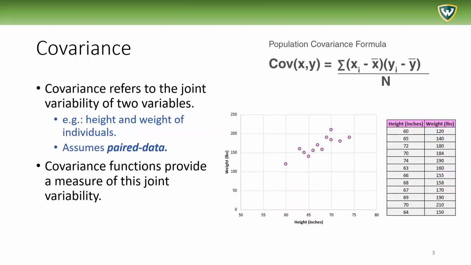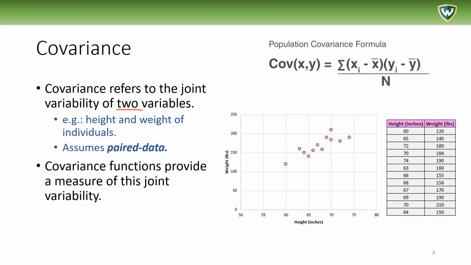First, covariance. Covariance refers to the joint variability of two variables. And two important components here: joint variability and two variables. So it's usually only two variables that we're discussing, and also the joint variability. In a classic example, height and weight of individuals. And you can see here a graph representing that, the height on the x-axis, the weight on the y-axis. And the covariance is how these two variables move together.